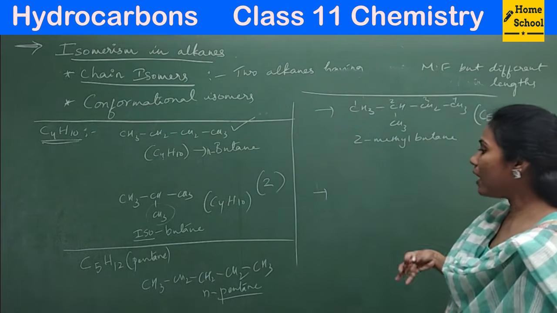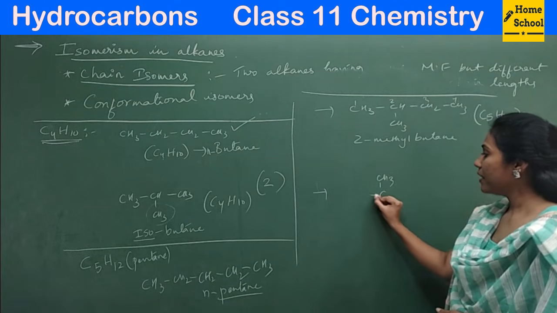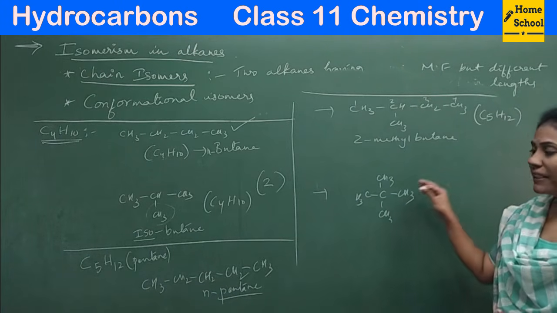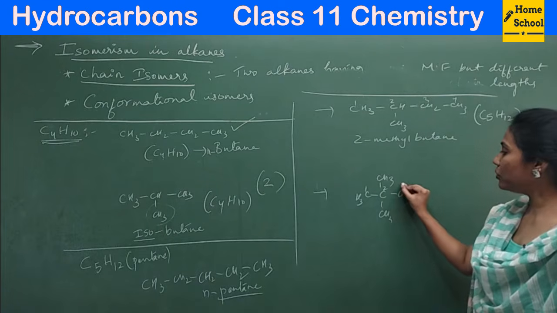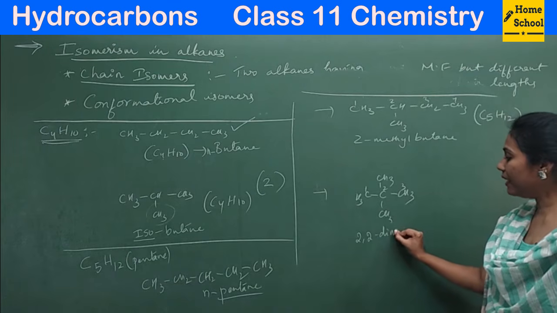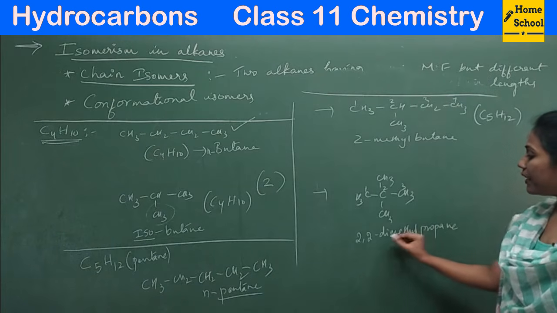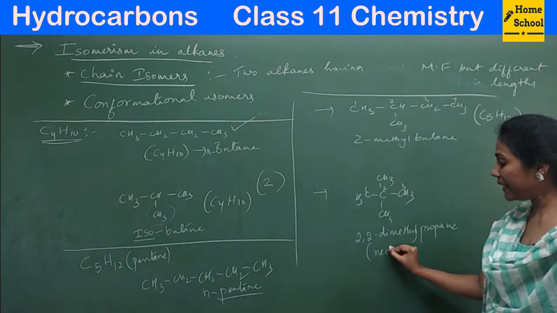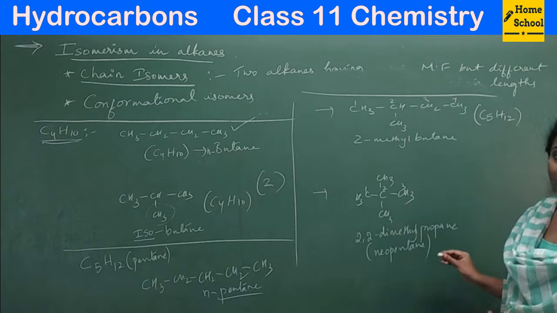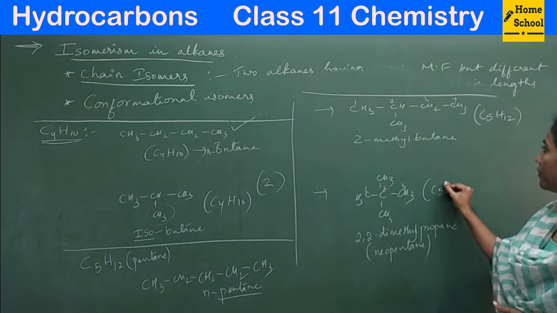Coming to the third isomer, how can I write C5H12? A highly branched structure, something like this. CH3, CH3, CH3. So what will be the IUPAC name of this compound? 1, 2, 3, right? So this can be 2,2-dimethylpropane, isn't it? Or in short, it can also be called neopentane. So neopentane is a common name, but 2,2-dimethylpropane is the IUPAC name. Okay, so even this particular compound has the formula C5H12.